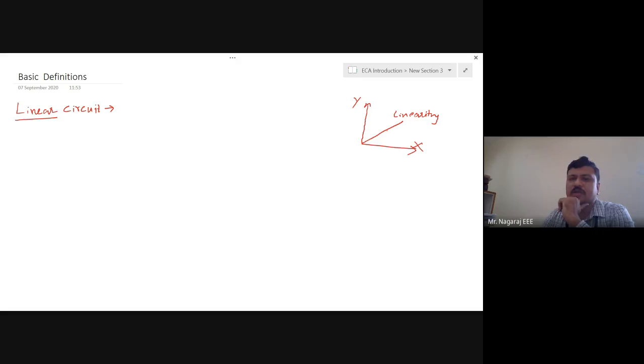So what this graph indicates is, as I am varying the value of x, there is variation in the value of y. Generally we keep our input on the x-axis and output on the y-axis. So linearity means there is a proportional change in output with respect to proportional change in input. That is the simple definition of linearity. Now what a linear circuit means is the circuit that follows the superposition principle.